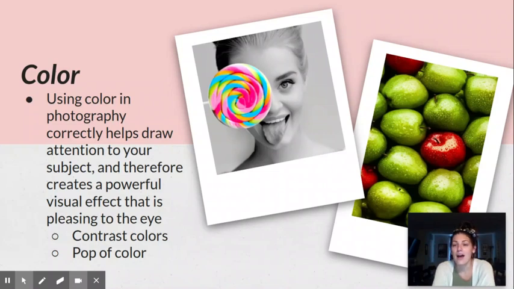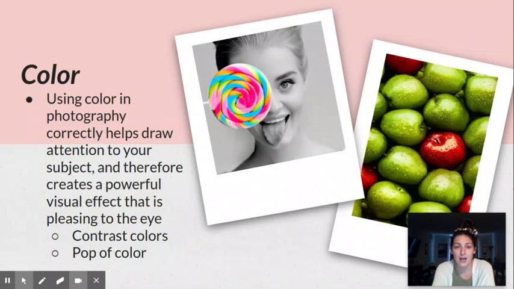So we have these apples here. They're actually opposite on the color wheel, so complementary colors will go really well together in a photograph. Red and green are complementary colors, and they make the red apples stand out a little bit.